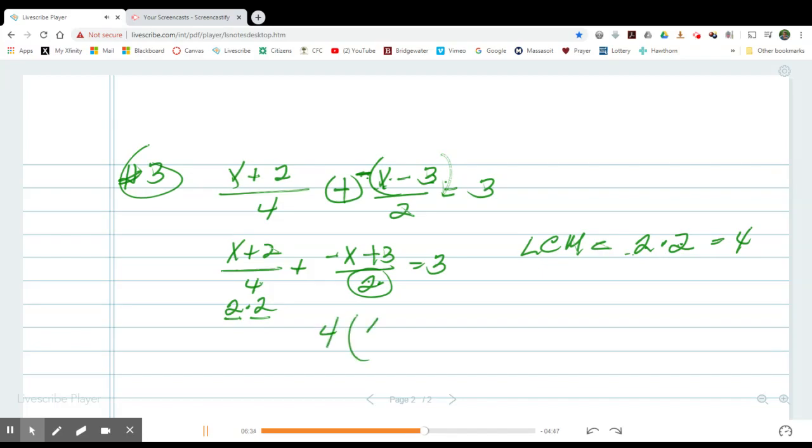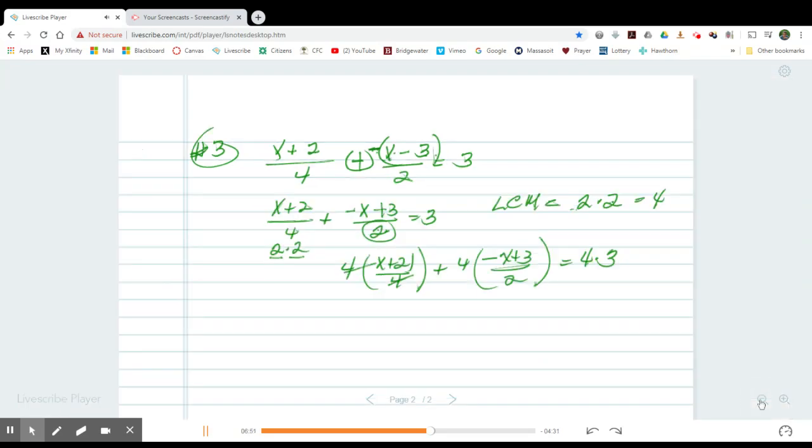So I'm going to take 4 and multiply it times each fraction in my equation, plus 4 times negative x plus 3 over 2, equal to my lowest common multiple times the 3. The 4's cancel out, leaving me x plus 2. 2 into itself once, 2 goes here 2 times, so it's going to be 2 times both of these terms: 2 times a negative x, negative 2x, 2 times a positive 3, positive 6, equal to 12.